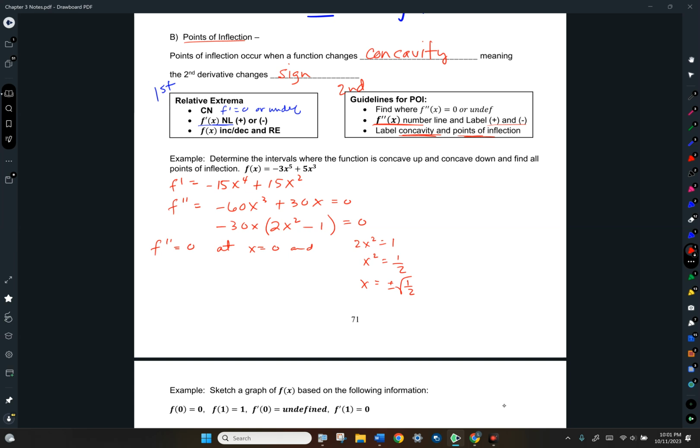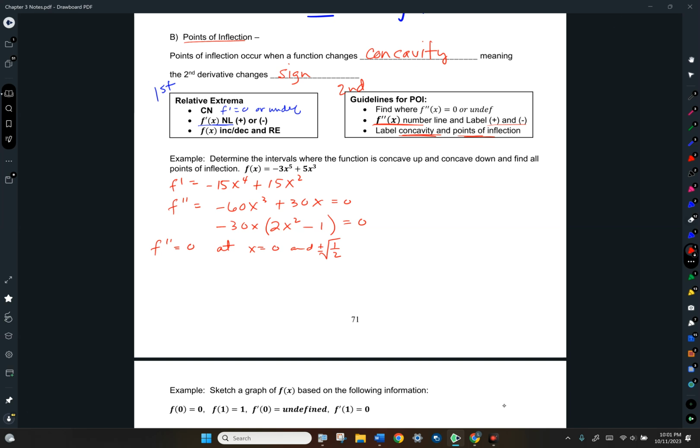And I don't even care about simplifying that. I know it's going to be some small decimal number, right? But good enough. So, plus or minus square root of 1/2. And probably a lot of you could tell that without actually writing this out, so that part is kind of up to you if you want to write that out or not. So basically, I have 3 points where the second derivative is 0.